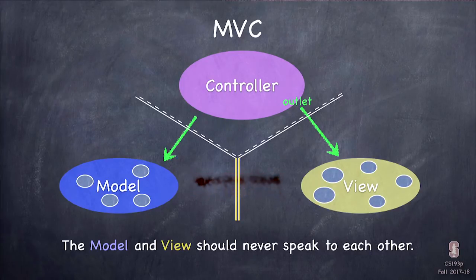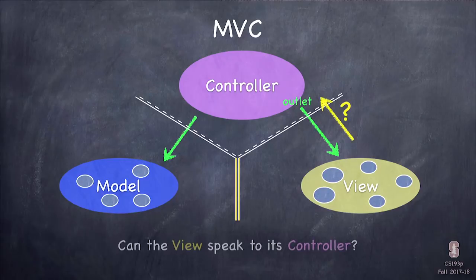I never want to see you having any communication between these camps in any of your homeworks or whatever. That's why it's a double yellow line there. No crossing over. All right, that's an easy one. What about the view talking back to the controller? This is probably the most interesting of the communication pathways here.